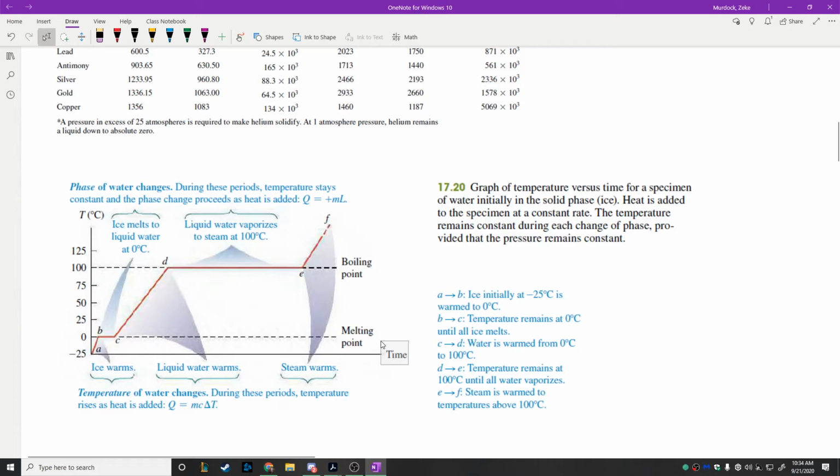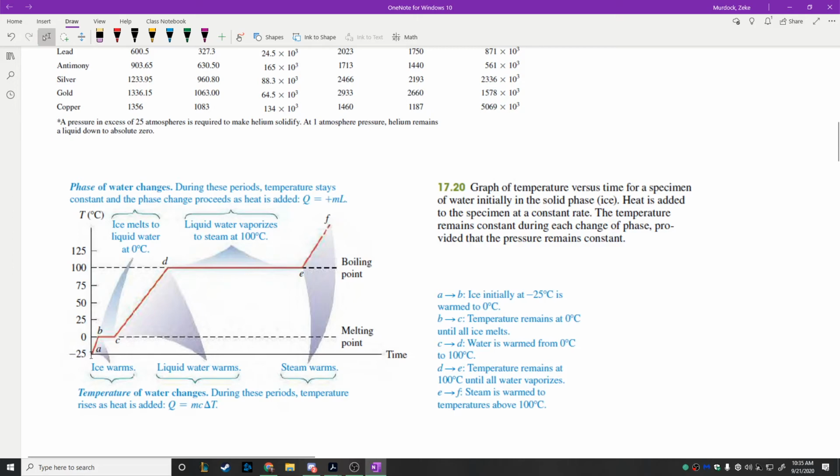Why is it time? Let's read what it says. Graph of temperature versus time for a specimen of water initially in the solid phase ice. Heat is added to the specimen at a constant rate. The temperature remains constant during each phase change. Now, instead of time right here, it seems like it should be heat, but maybe there's a reason for it. They are saying the heat is added at a constant rate, which means the time axis is proportional to the heat axis. So, however you want to think about it.